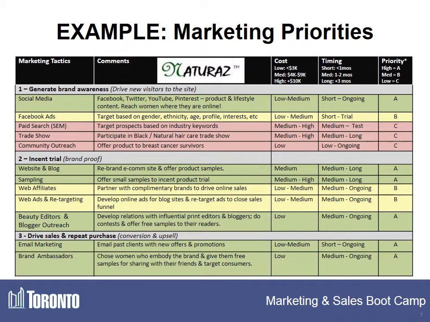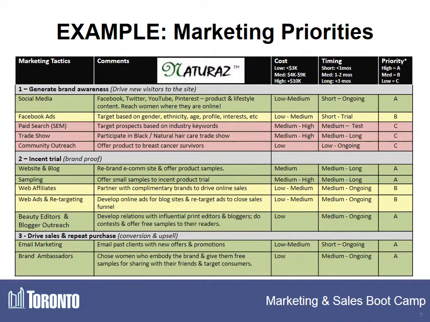Some of the marketing tactics are better for particular goals. So for example, if you want to generate brand awareness, I've identified 5 different tactics: social media, Facebook ads, paid search or social engine marketing, SEM, trade shows, and community outreach. Those 5 tactics are the best tools for achieving goal number 1, generating brand awareness.